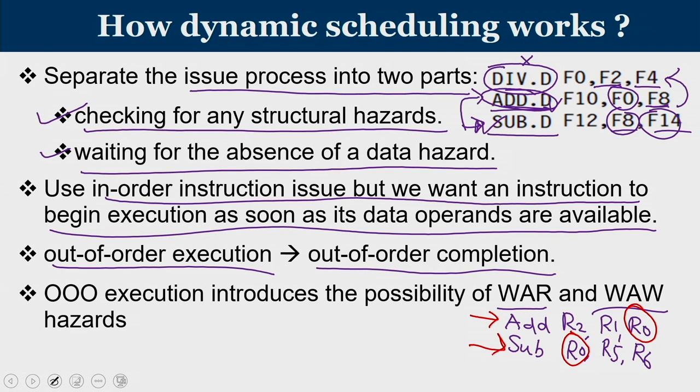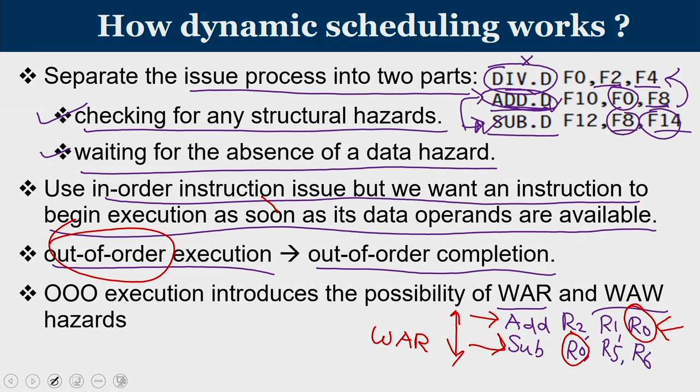Now, if sub is permitted to run before the add, then sub will write into R0, and when add tries to read, add is going to read the wrong R0, and that is exactly what a WAR hazard is. Interchanging of these add and sub instructions will result in WAR. But so far in the in-order pipelines, we have seen such an interchanging will never happen. So when add is waiting, sub is also waiting. When you permit out of order execution, these kinds of scenarios can happen.